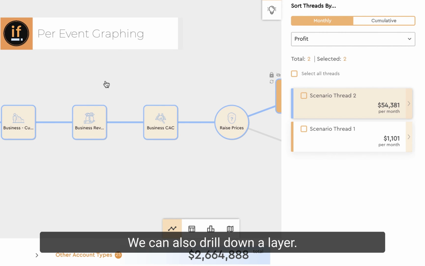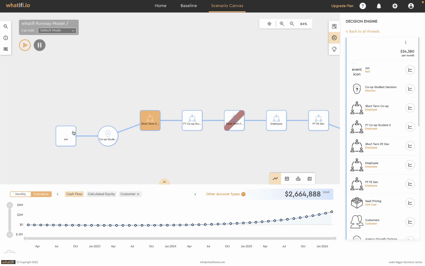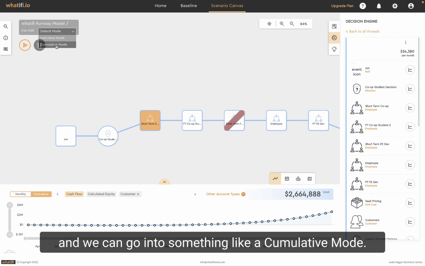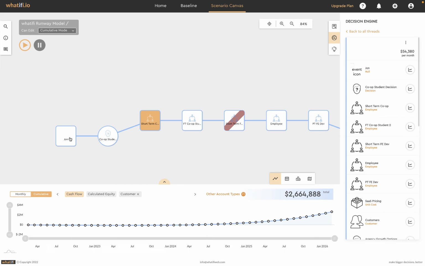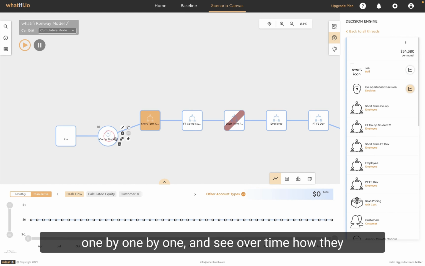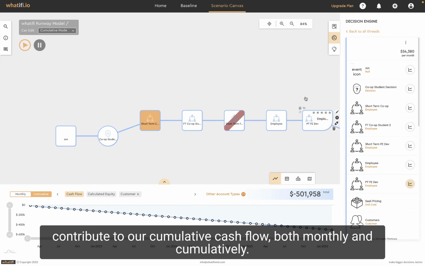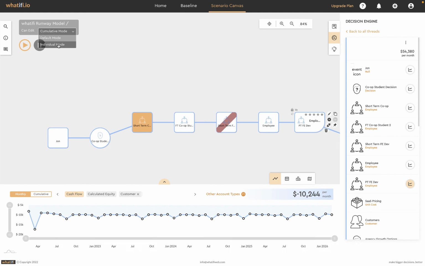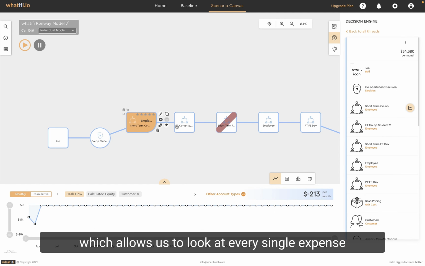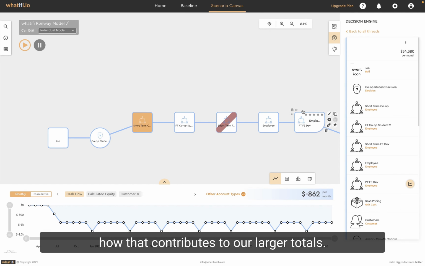We can also drill down a layer. So any of these events and any of these threads, we can go into a given thread and start to analyze that thread step by step as well. So for example, we may go into this particular one and we could go into something like a cumulative mode. We can look at this through the lens of cash flow, and we can step on every single one of these events one by one and see over time how they contribute to our cumulative cash flow, both monthly and cumulatively. Or we could also go into an individual mode, which allows us to look at every single expense on its own, all by itself, and truly understand how that contributes to our larger totals.